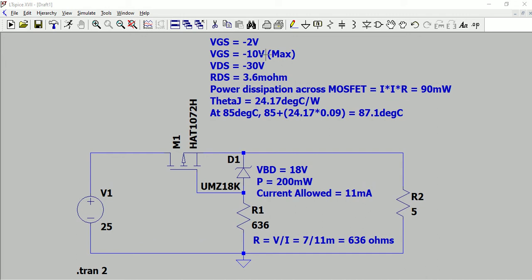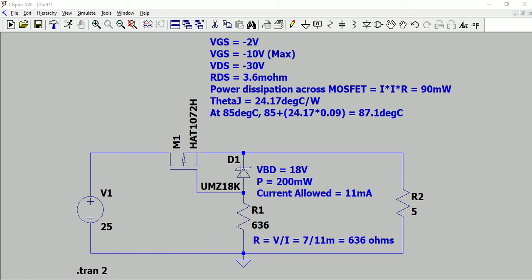Now if you see here, this is 18 volts, and here if you give 25 volts, 25 minus 18, which is nothing but minus 7 volts is the potential here. Okay, so you can increase it to 20 volts as well, so that you will have a potential of 5 volts. You can reduce to 16 volts so that it goes to 9 volts. It should not go beyond 10 volts. So that's how the Zener diode will be selected.